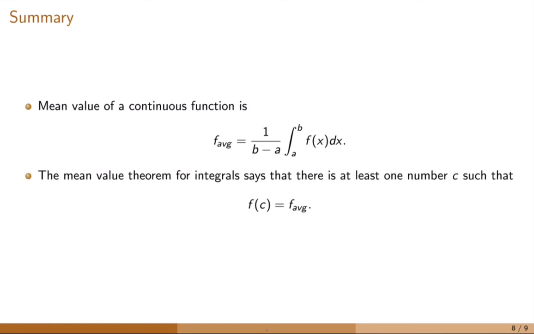So we can do that. A mean value of a continuous function can be computed as an integral, 1 over b minus a times the integral from a to b of f of x dx. And the mean value theorem for integrals says that there's at least one number c so that f of c is equal to f average.